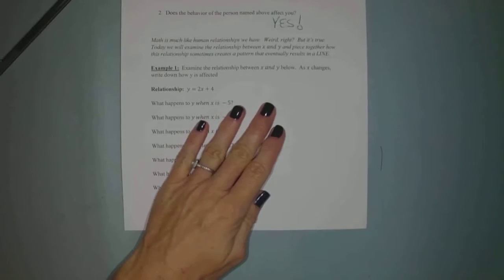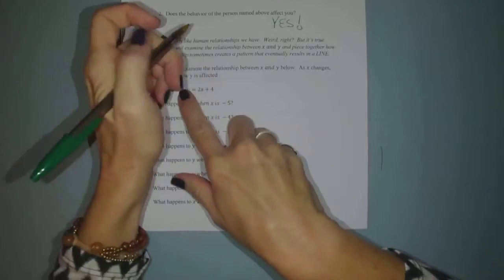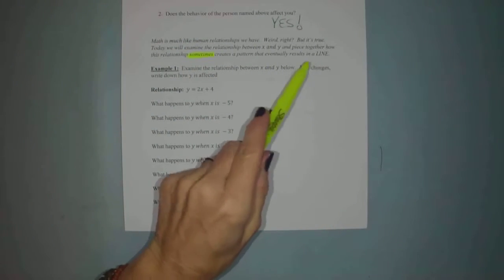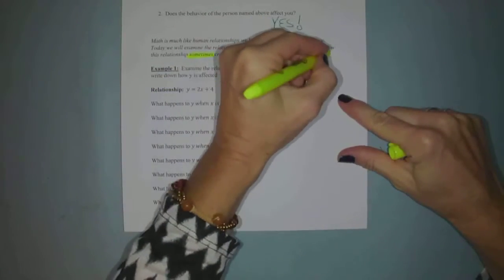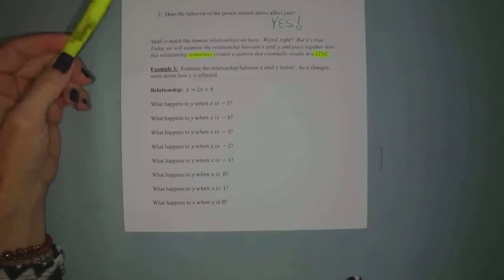So what I wrote below this is, math is much like human relationships we have. Weird, right? But it's true. Today we will examine the relationship between X and Y and piece together how this relationship sometimes, I'm going to highlight that word, sometimes, creates a pattern that eventually results in a line. In this chapter it's going to happen all the time. Those are the kind of patterns we're going to study. When you get into higher level math courses, relationships between X and Y make all kinds of different shapes and graphs. But in this unit, our relationships will be making lines and we're going to examine why.